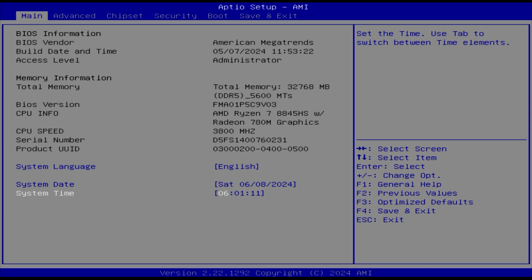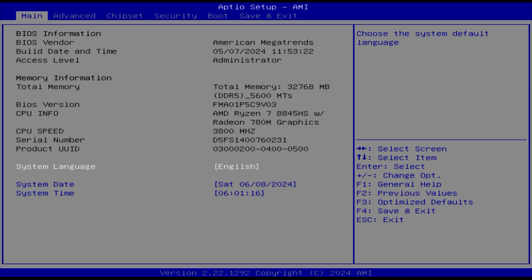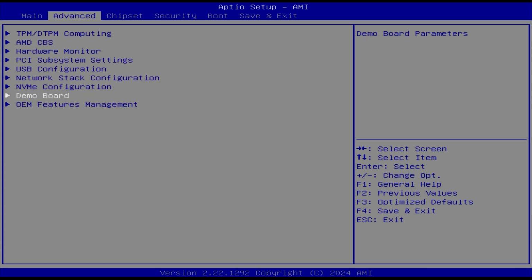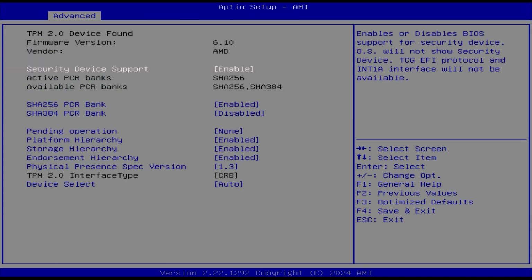BIOS information, memory information. CPU speed 3800, that's good. Advanced, TPM. Looks like the module's working.